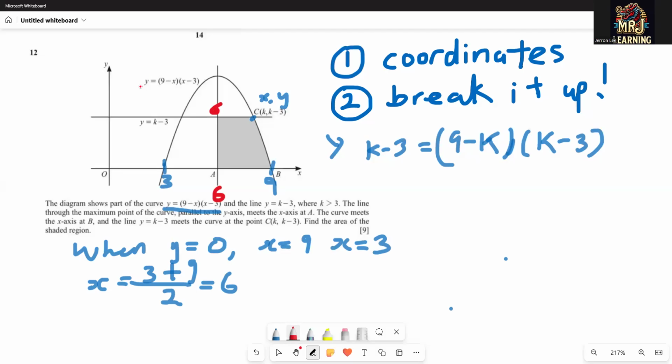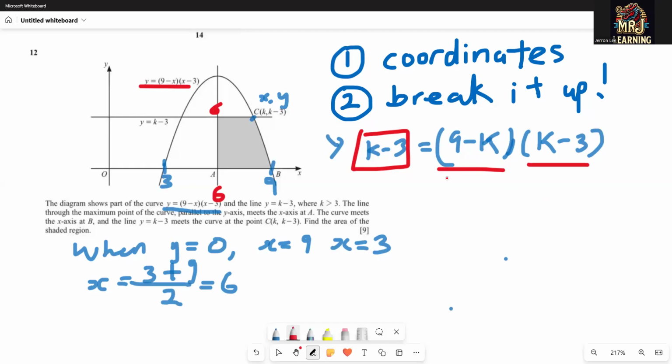So looking at this curve, let's just rewrite them as such. Instead of writing it as y, we know that it is actually k minus 3 in this situation. Right, and of course, the factors that we are looking at, instead of being 9 minus x, we will rewrite that as 9 minus k. And then this is k minus 3. And then we will just need to expand that and solve as a quadratic equation.